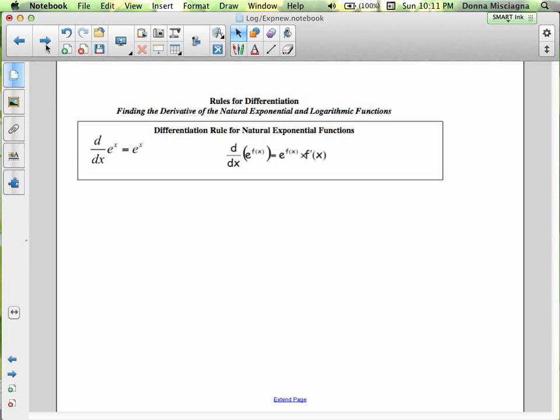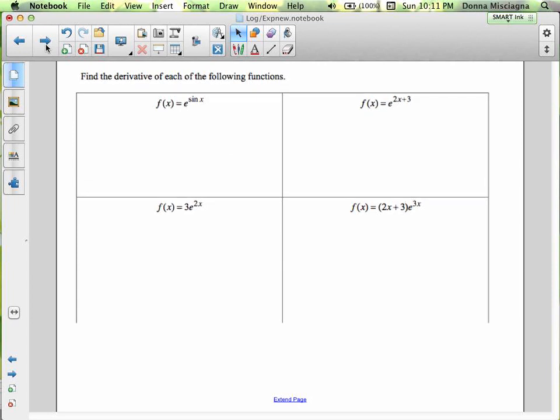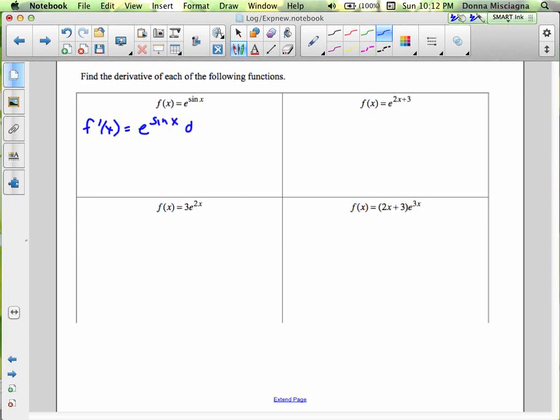And now let's go into a few problems. We're only doing the ones where we have e to the x, and I think we're doing like 6. We'll fly through these. All right, so we have e to the sine x. That's not just an x, so our derivative, f prime of x, is going to be the exact copy, e to the sine x, times the derivative of sine x. Well, the derivative of sine x is cosine x.